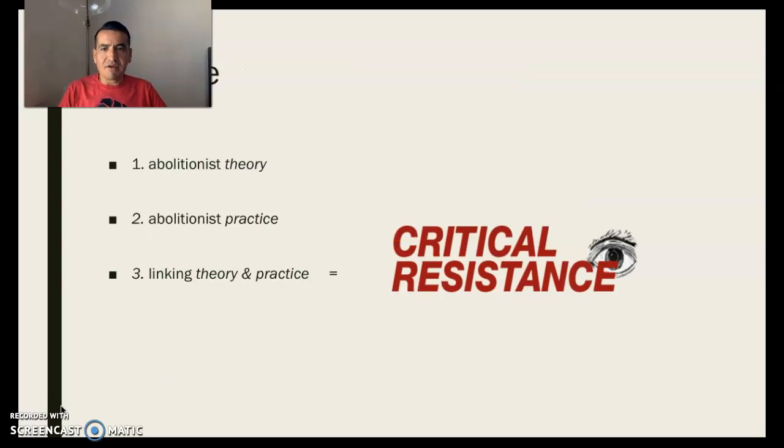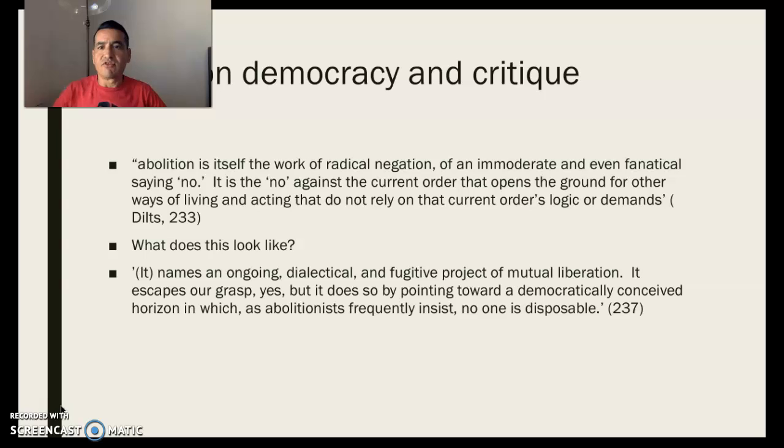So the critique, the necessary steps to what Andrew Dilts presents us with is first, abolitionist theory. He provides us an overview of the theory, and then secondly, linking it to that abolitionist practice, and then pointing us to this area where they come together. And he uses the model of Critical Resistance, which was born here in the Bay Area in Oakland, California, and is very active across not only the Bay and California, but across the country and globally, linking up with other global movements against mass incarceration.